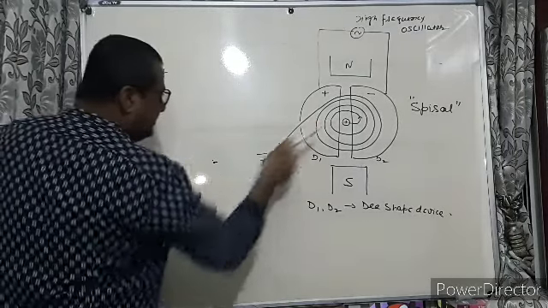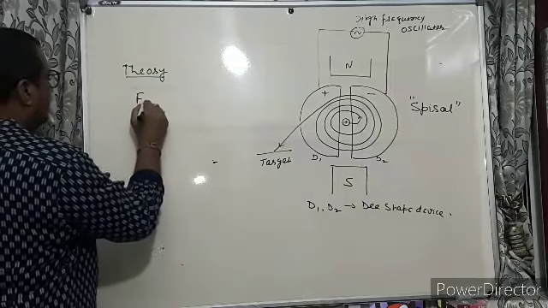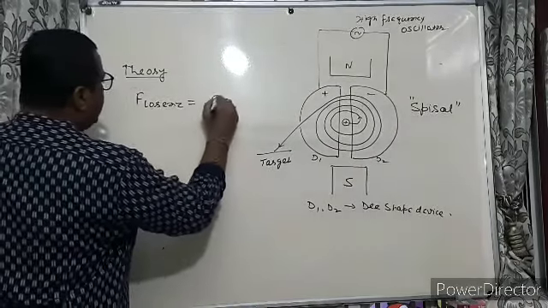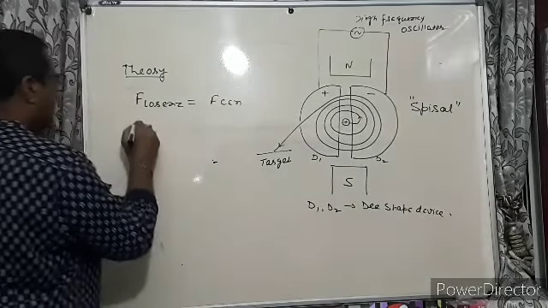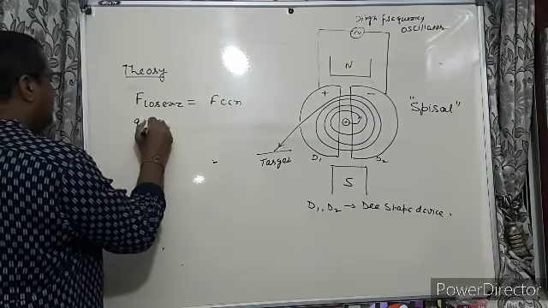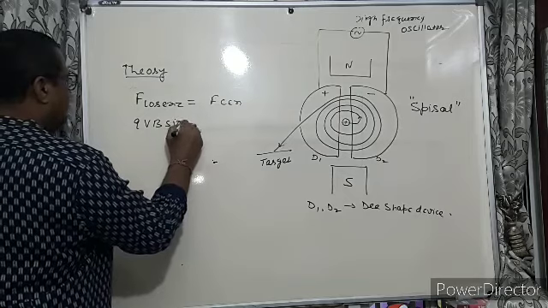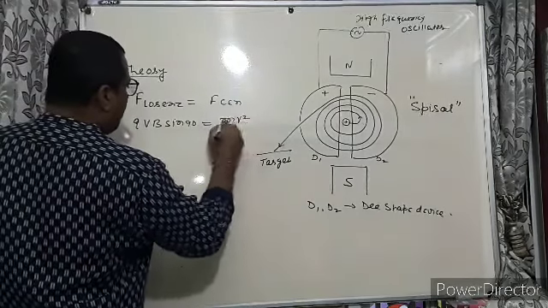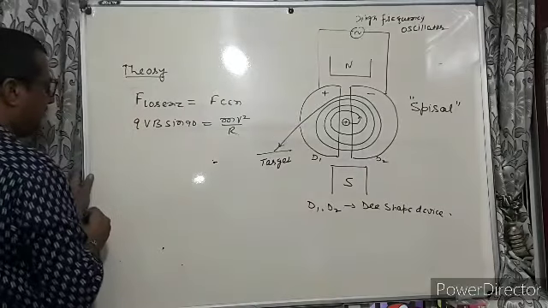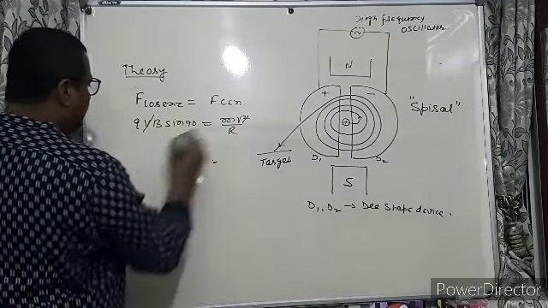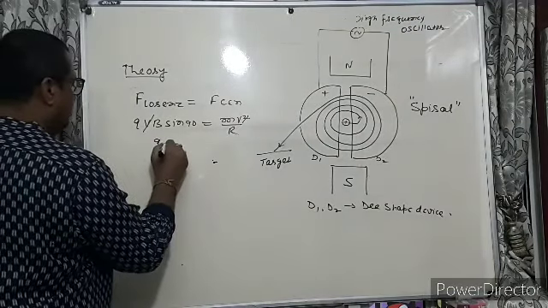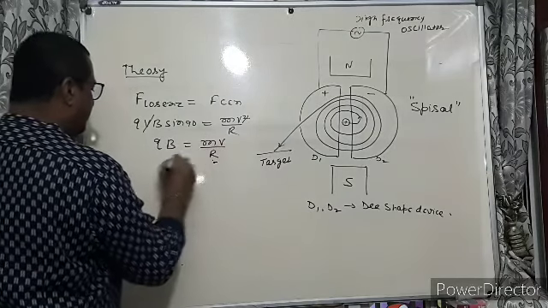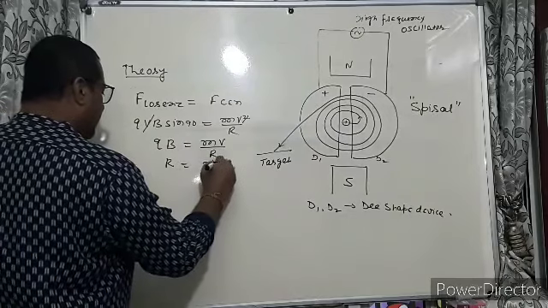When it enters inside the D, Lorentz force acts, which is equal to centripetal force. Lorentz force is qvB sin 90, centripetal force is mv square by r. So v will be cancelled. qB equal to mv by r. So r equal to mv by qB.